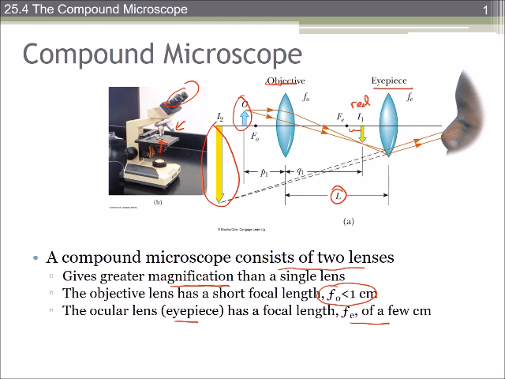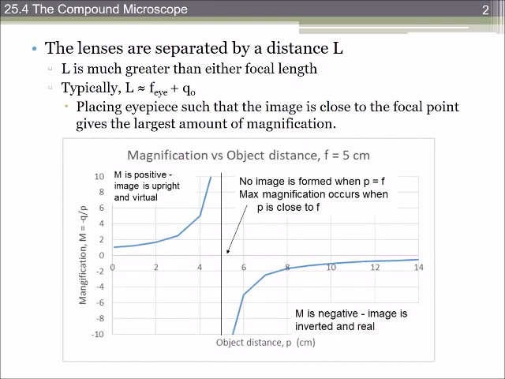And one thing, since we're dealing with two lenses, we're going to look at this distance between the lenses. This is defined differently in different books, but generally, we're going to want this to be about 16 centimeters, which is standard for most manufacturers. So lenses are separated by this distance L. L is much greater than either focal length, and typically L is about equal to the focal length of the eyepiece plus the image distance from our objective.